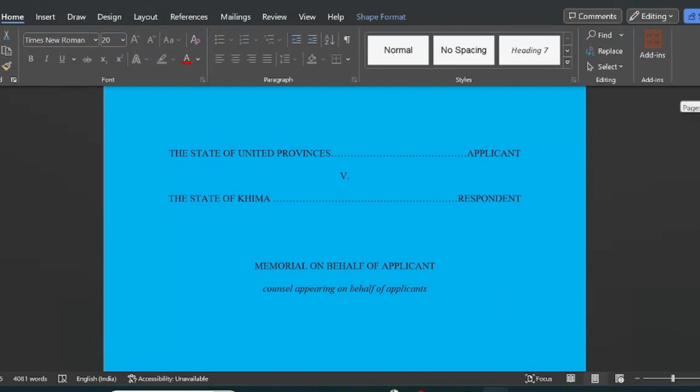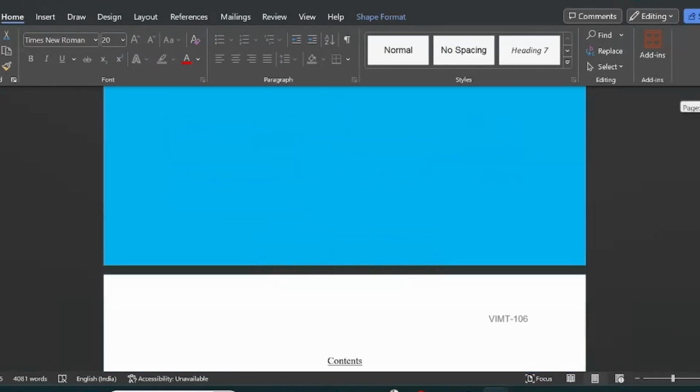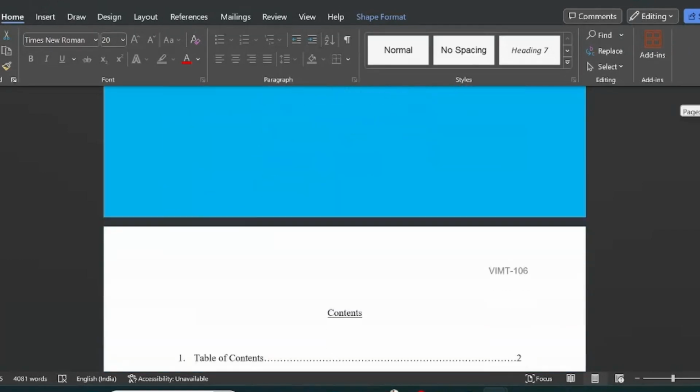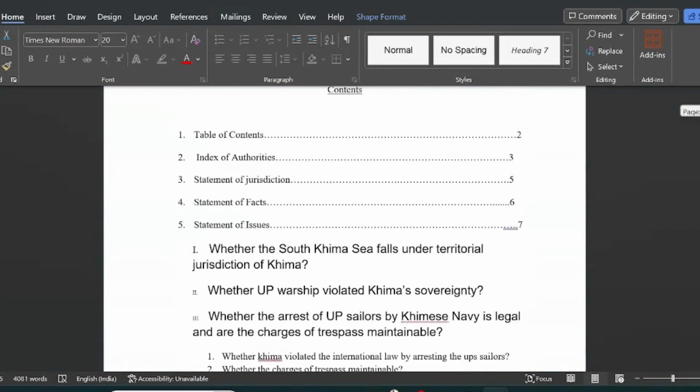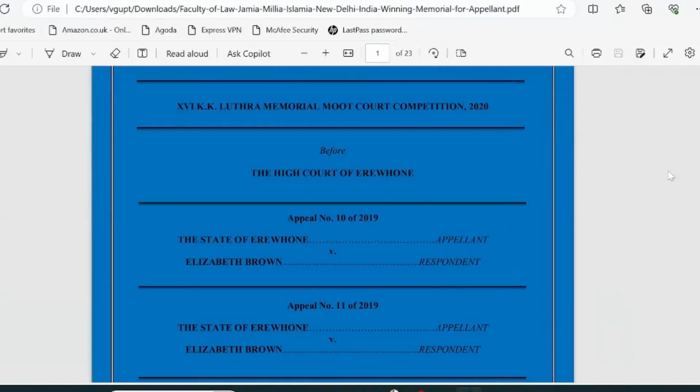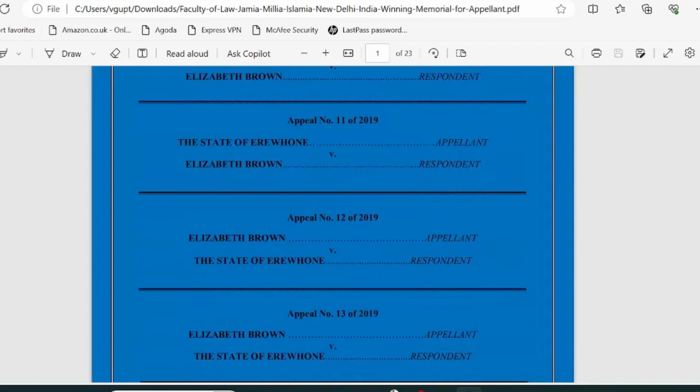Both the parties versus, writing that is very important. Again, the memorial on whose behalf, and counsels appearing on behalf of the applicant. Moving on. Contents, we'll start with the contents. Let's refer to more moot court memorials.